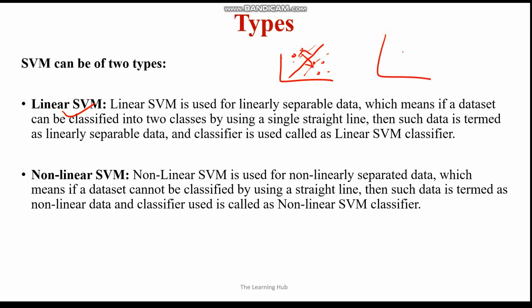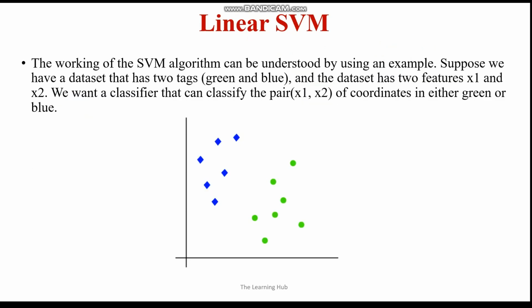But when we are having data items like this, and we can't get any clear separation and we have to go this way, that is known as non-linear SVM, which is used for non-linearly separable data, which means if a data set cannot be classified by using a straight line, then such data can be handled by a non-linear classifier.